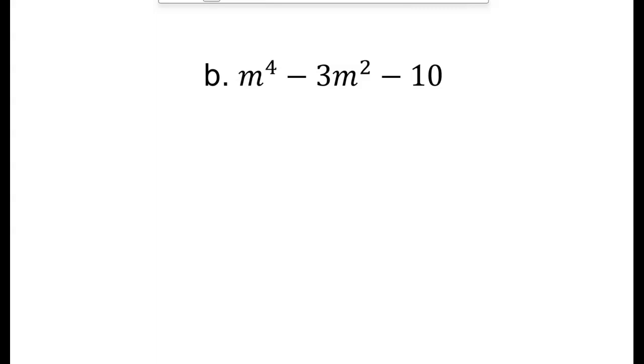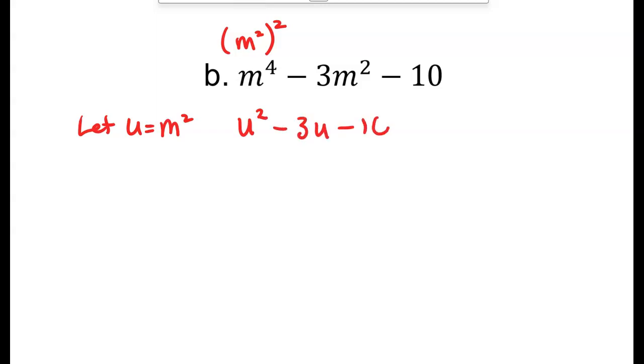Okay, now let's use the u substitution method. First of all, when I look at this, is there a greatest common factor? No. Notice I ask that every time. Why? Because guess what you're supposed to ask every time? Does it have one? So what's going to be our u this time? We're going to let u equal m squared. Okay, because we know that's really m squared squared. So we plug it in, so we get u squared minus 3u minus 10.